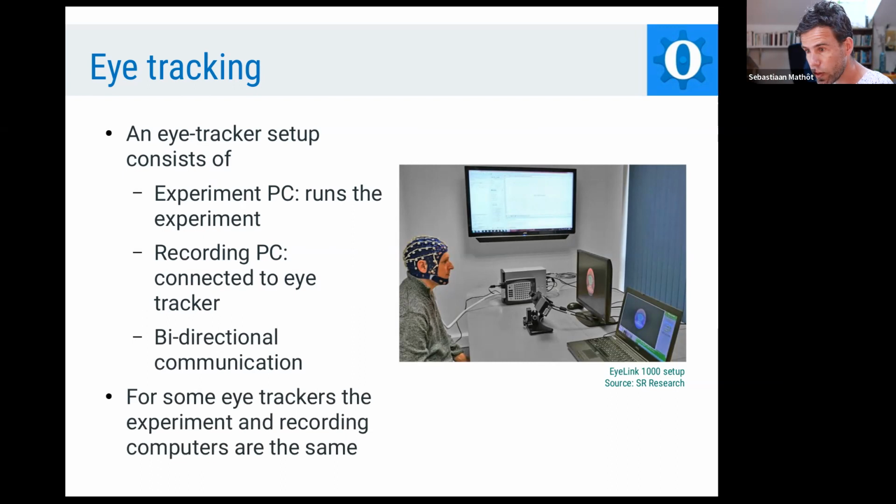For some eye trackers, the experiment and recording computers are the same. So for example, the Gazepoint eye tracker that I was mentioning that we recently bought, the recording PC is just a program that you start on the same computer as the experiment PC. That works. The downside is that it makes it slow and that you cannot monitor data quality while the participant is doing the experiment, because the monitor is of course just occupied with the experiment.